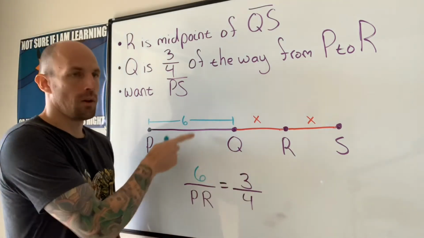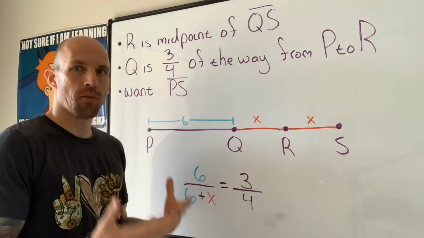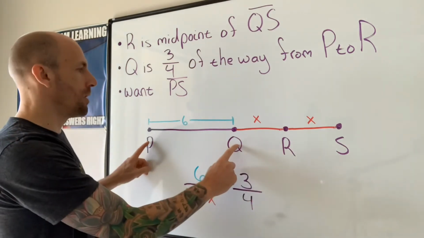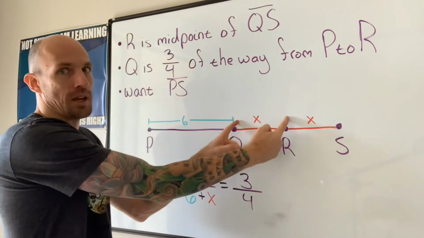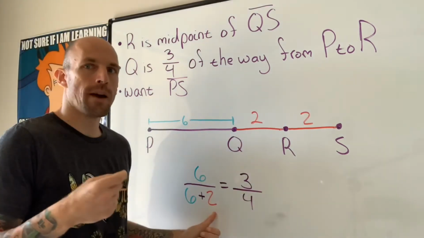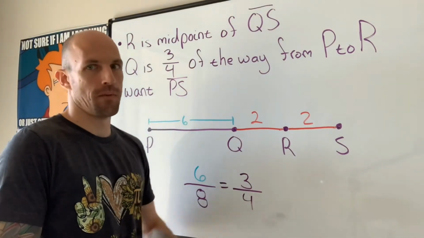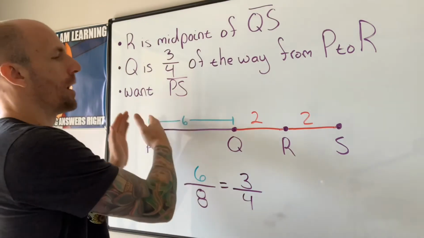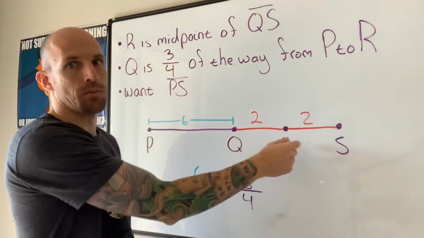We've been told from our diagram that the length of PQ is 6, and we can see from our diagram that the length of PR is PQ plus QR, or 6 plus X. So the value of X must be 2, because 6/8 reduces to 3/4. What did we want? The length of line segment PS, so the entire distance. Well, that's 6 plus 2 plus 2 for 10.